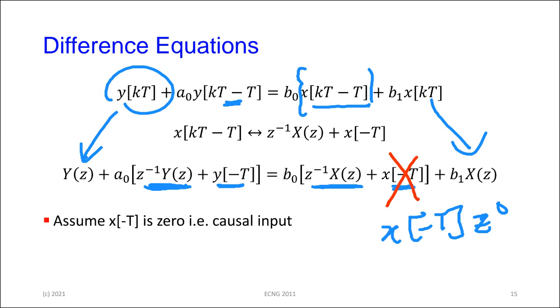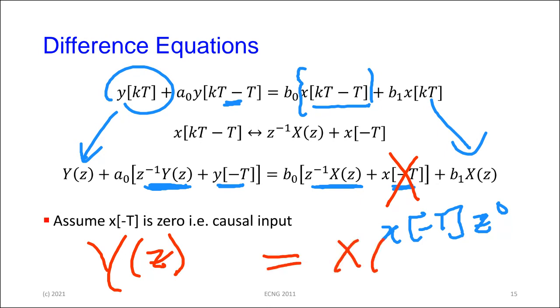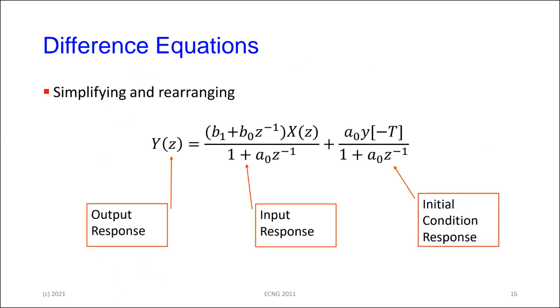And then what we do, like we did for the Laplace things, we put all the Y(z)'s on one side and all the X(z)'s on the other. If you do that, you're going to get an expression looking just like this, which is that Y(z) is some function of X(z), and we have the coefficients here for B1, B0, and A0. And then we have something here that is associated with only the initial values of y.